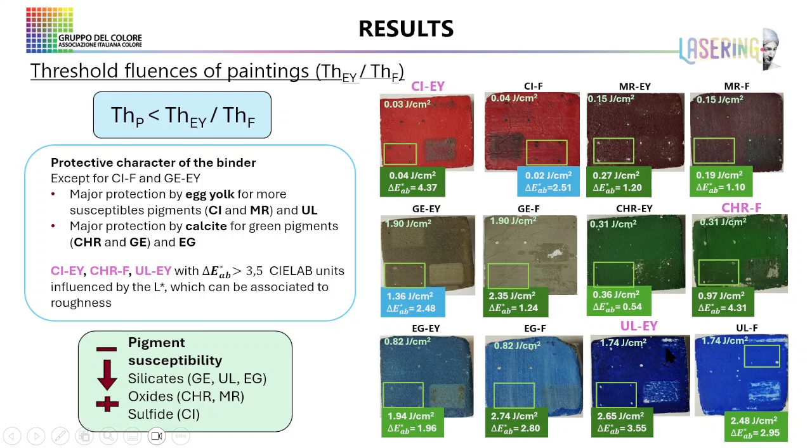Except for the tempera samples with ultramarine blue and cinnabar, and for the fresco with chromium green, in which we have higher values of the delta E, also in this case because of the influence of the luminosity component, which could be associated with the roughness. From the point of view of pigment susceptibility, silicates are still confirmed to be the most resistant to the laser radiation, and the sulfide is still the most susceptible.